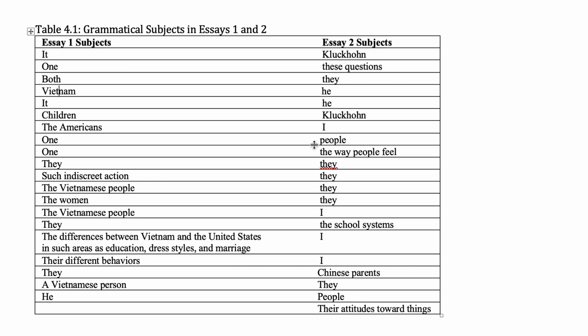What's essay 2 all about? I don't know. You would have to read it to find out, right? Because the topics aren't coming through in the grammatical subjects. These essays also demonstrate lexical cohesion, or a lack thereof. So, for instance, here we see they. Who are they? Well, they're probably the Vietnamese people, right? Their different behaviors. What behaviors? These behaviors: education, dress style, and marriage. This sentence ties right back to the one that came before it, as does this one.